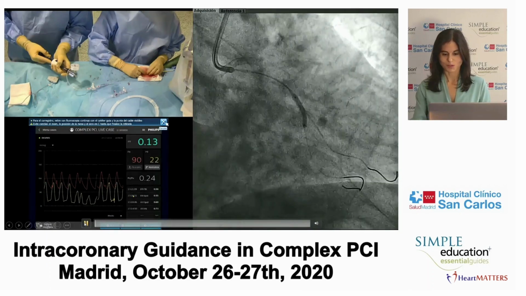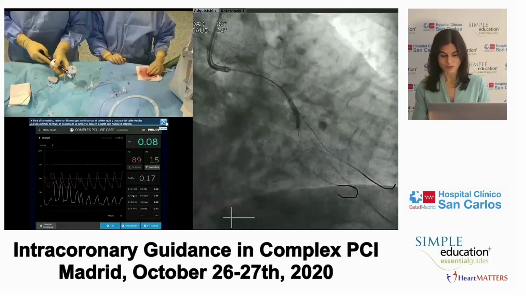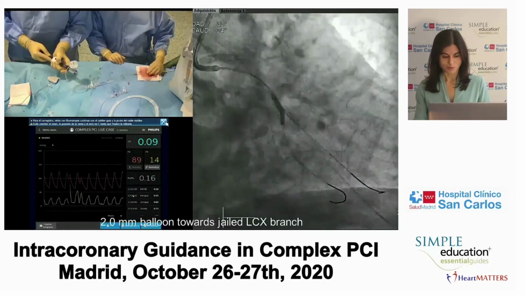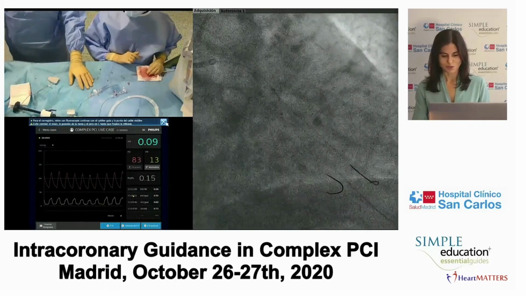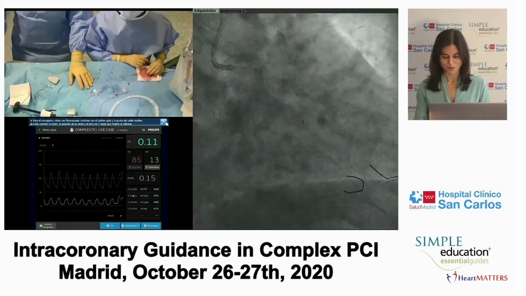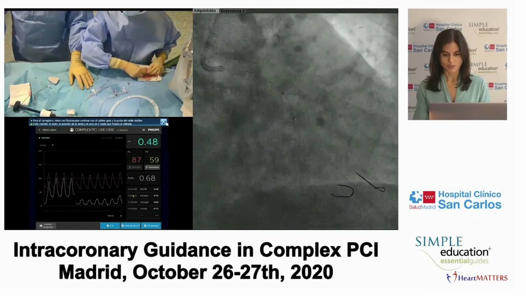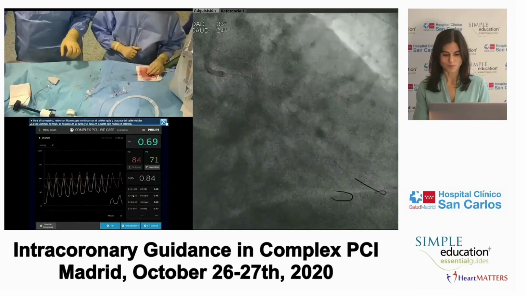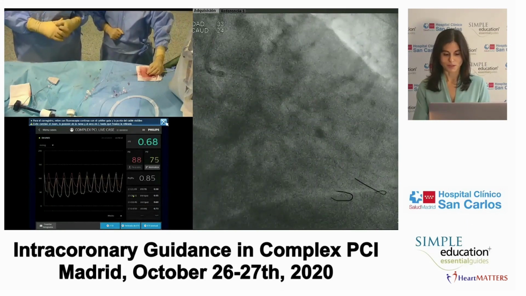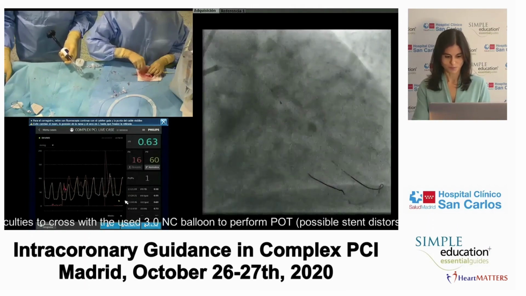So you can see here we're now using a 2.0 balloon. And again, you can see here during the inflation how we are including the vessel in the physiology screen. And now we are deflating the balloon, we are pulling it out, and you can see how we have actually improved again the IFR in this branch, which is now around 0.70.